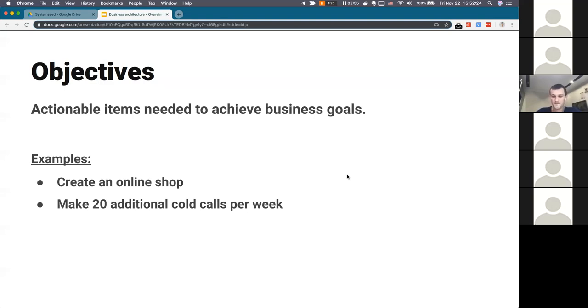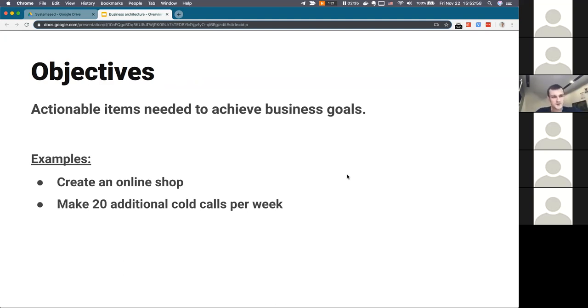For example, if we take our previous example with the business driver, our business driver was that the company wants to increase the revenue, and the goal was to increase the number of products sold by 15% this year. The objective will be to create an online shop. This is a particular action. What should we do to achieve our goals?